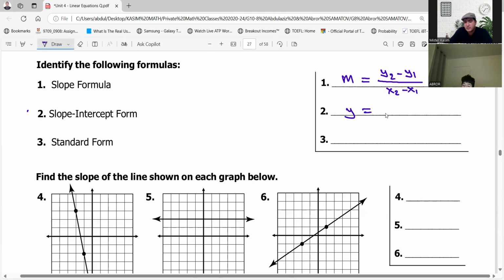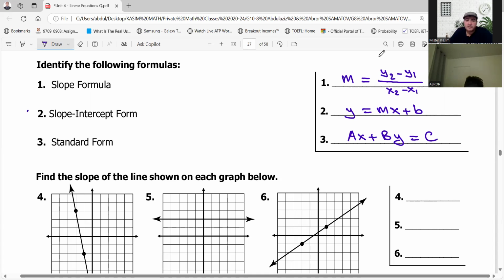y equals mx plus b, that is the slope intercept form. And how about the standard form? Ax plus By equals C, right? That's the standard form of a linear function.